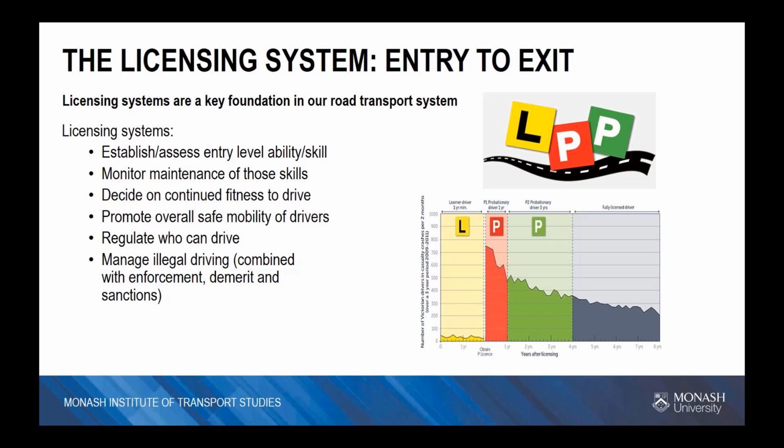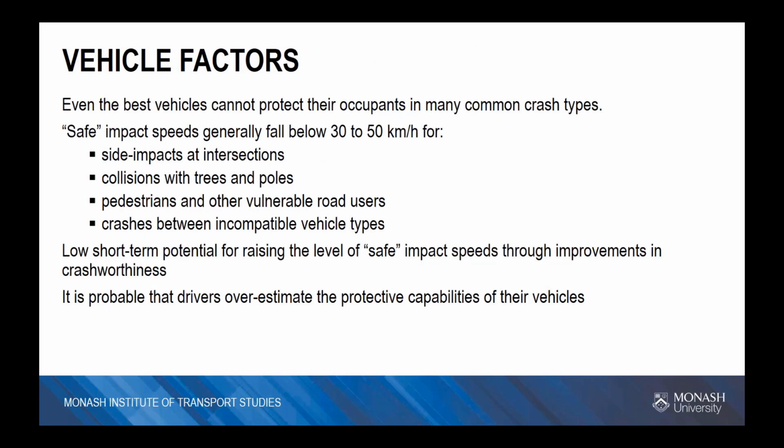One of the key ways that we in Australia and in many other nations in the world try to improve road user behaviour is through a licensing system. A licensing system establishes an access or entry level of ability and skill, and it creates a minimum level of competency that we expect our drivers to have in order to access the system.